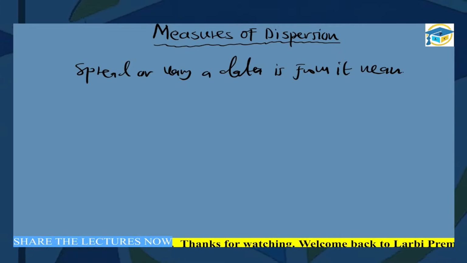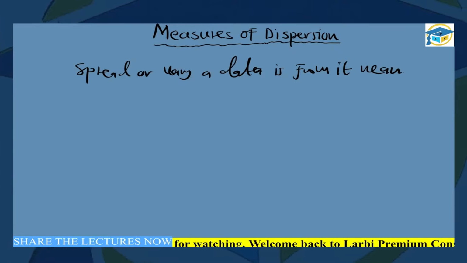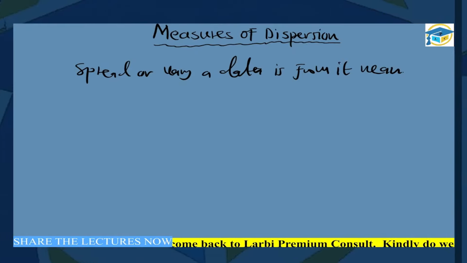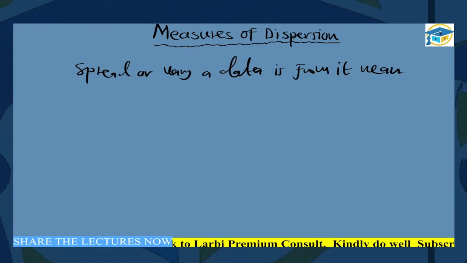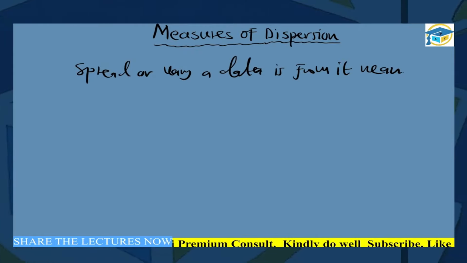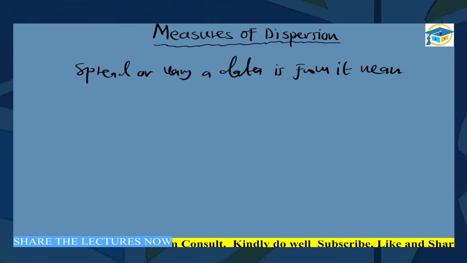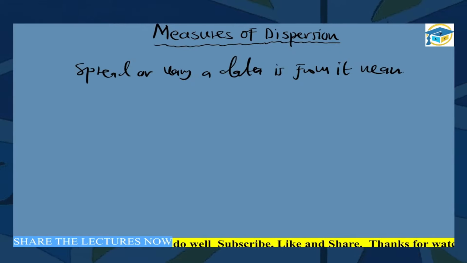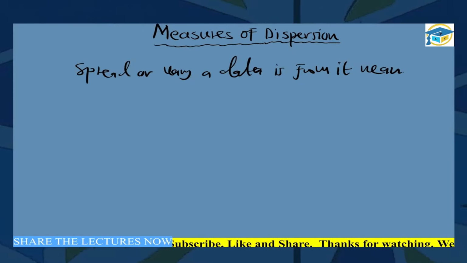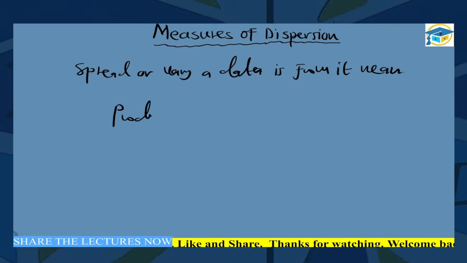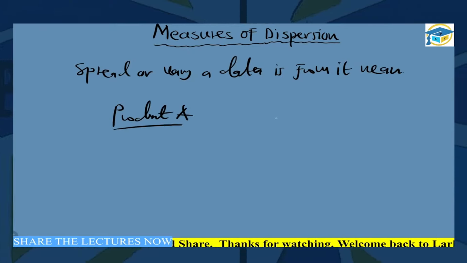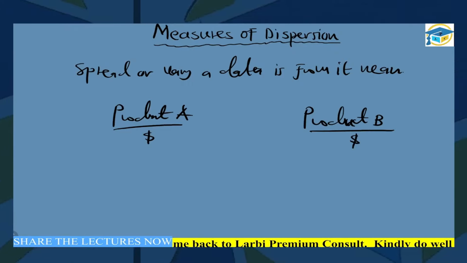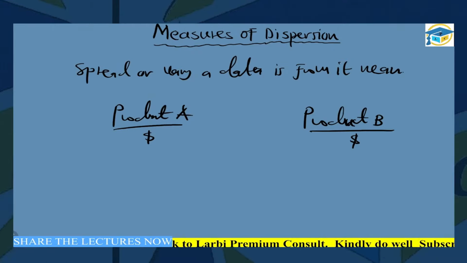To support this explanation, let's bring out a practical illustration about how data is spread out or varied from its mean. Let's say we have two products in the market, product A and product B, and we recorded their price changes over a particular 5-day period.